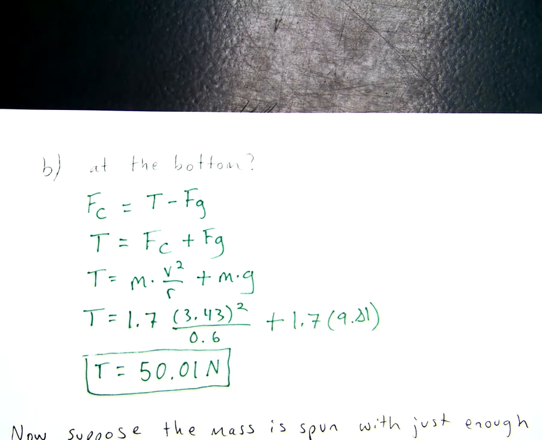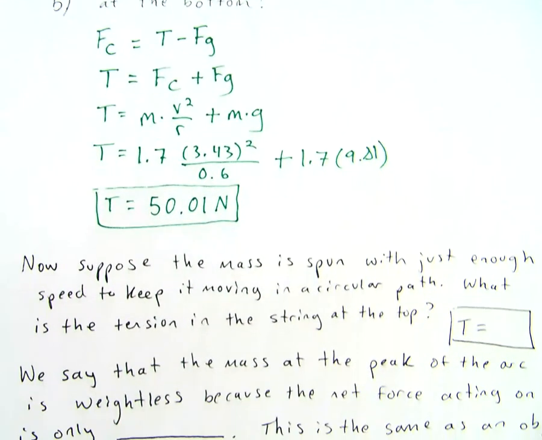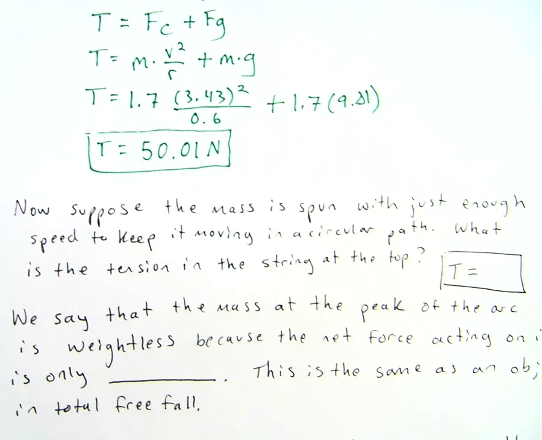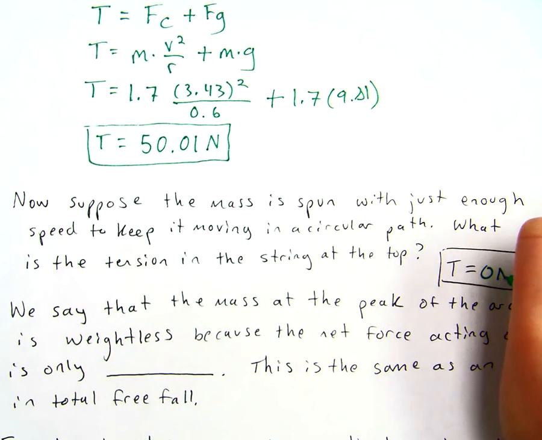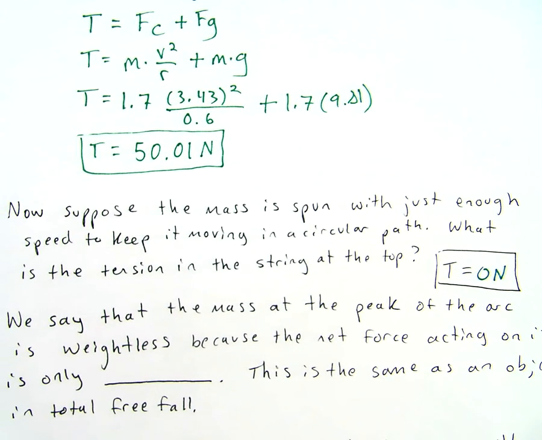For our last thing, we have one special case that we might see in a problem. This is a good problem that's often asked. A lot of times this will be involved with a roller coaster. If we spin an object with just enough speed to keep it moving in a circular path, so just enough speed, the bare minimum speed that we need, we're actually going to say that our tension is equal to 0. Okay, so why is that?